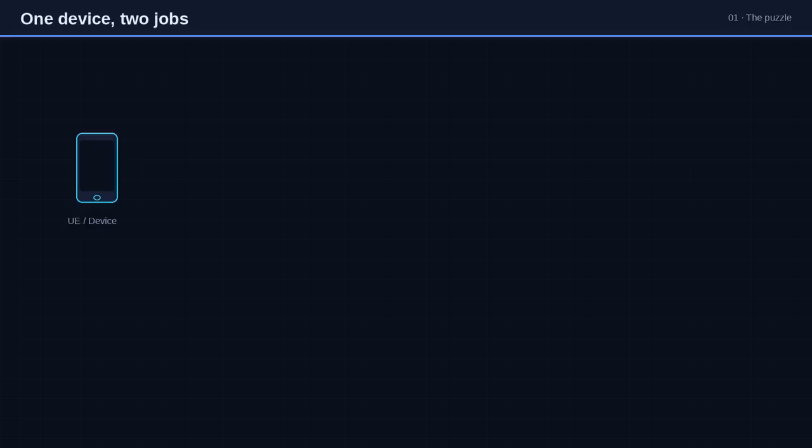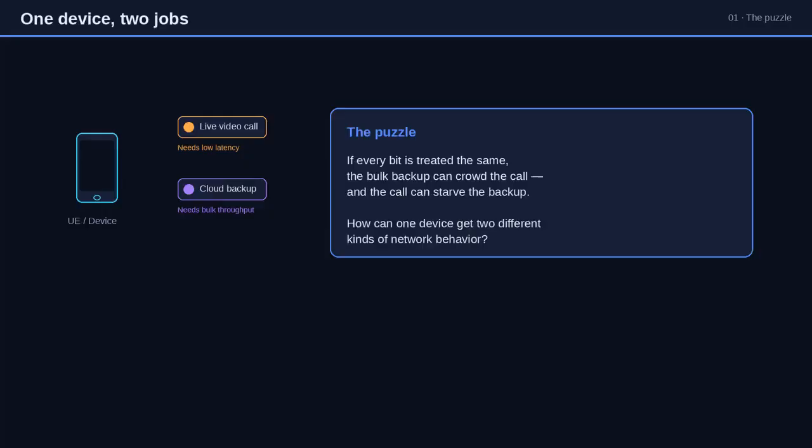Your phone is juggling two very different jobs at the same moment. One app is a live video call that cannot tolerate delay. Another is a background cloud backup that mostly cares about bulk throughput. Both want to leave the same device and reach a data network, but they do not want the same treatment.